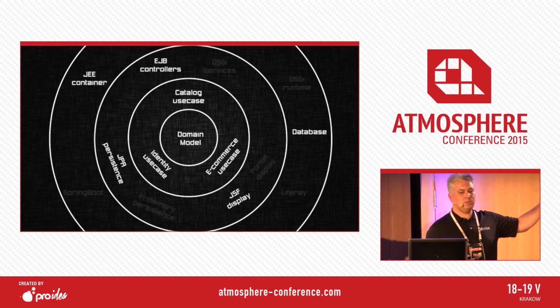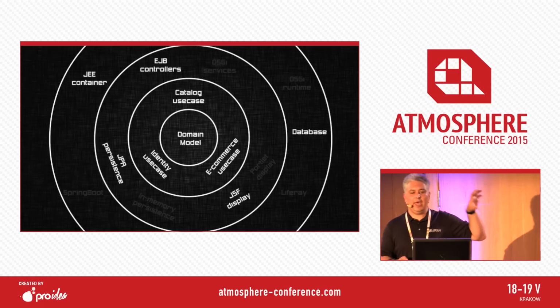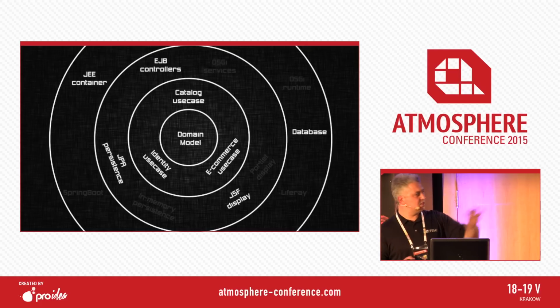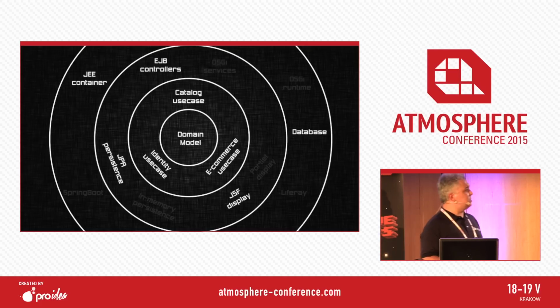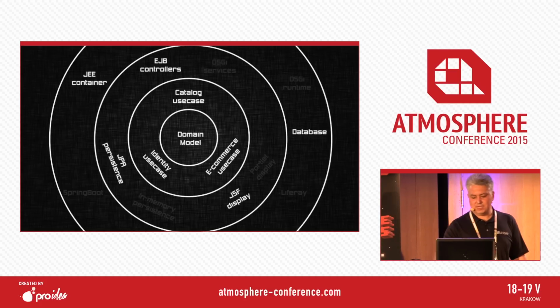This is how it worked in EJB, in Glassfish. You had the domain model and the use cases in the center, and then you have the EJB controllers, JPA persistence, JSF display, that's what Glassfish used, and the J2EE container, which is Glassfish itself.